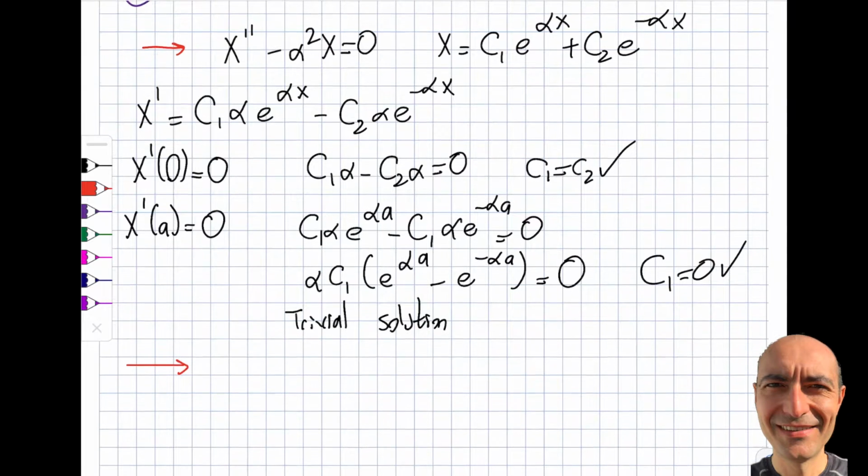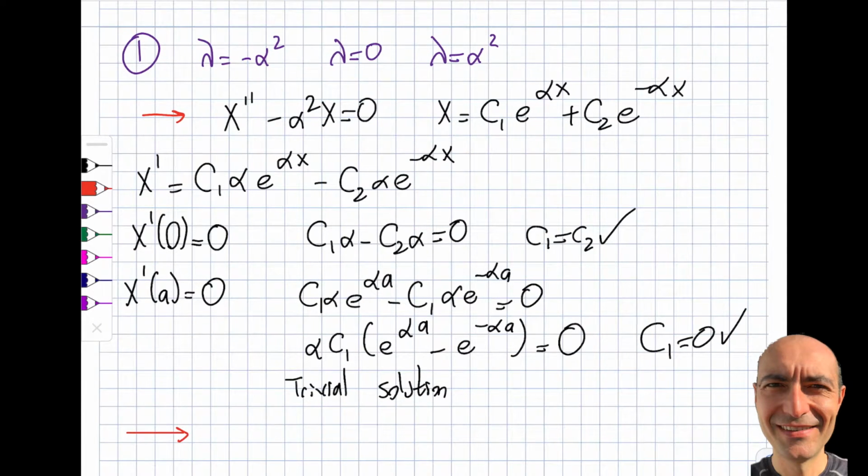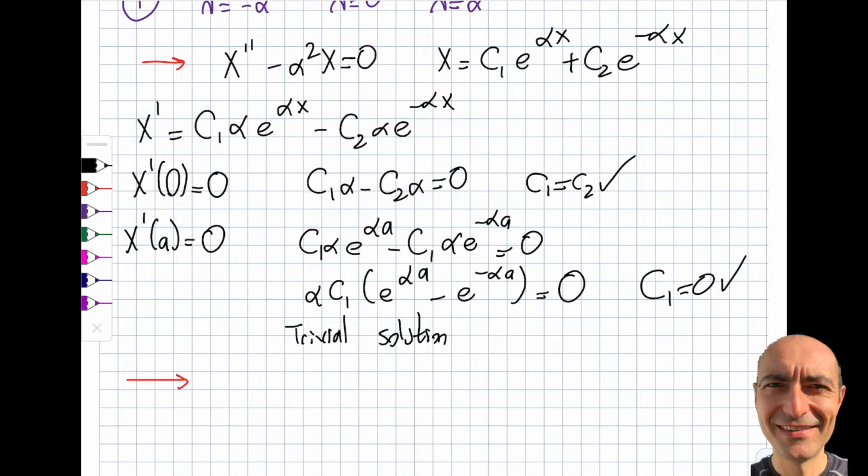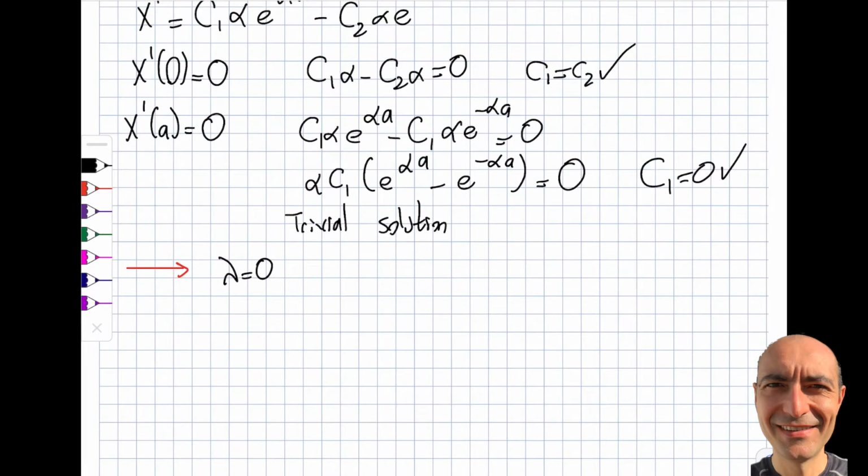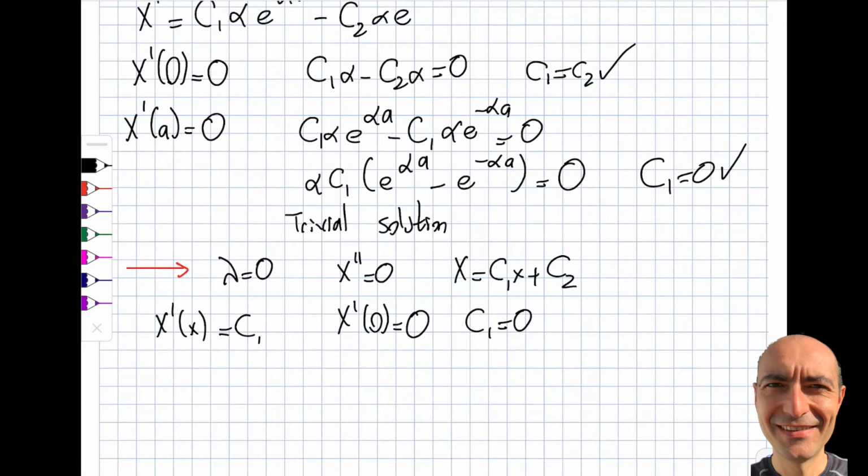So I'm not going to skip lambda is equal to 0. That would be a big mistake, okay? As you will find out, you're not going to get the trivial solution this time around. Don't skip it, okay? It may hurt you. Alright, so let's do this one. So I have x double prime is equal to 0 this time. So x will be equal to c1 x plus c2. Okay, fine. So x prime of x will be, well, c1, a constant, right, the derivative. So x prime of 0 is equal to 0, so this means c1 is 0.